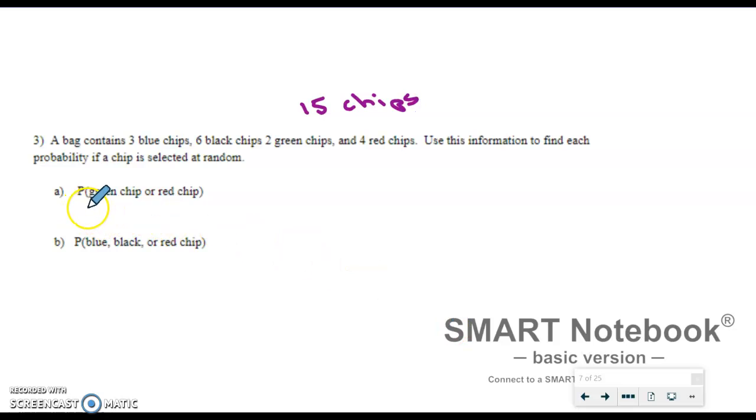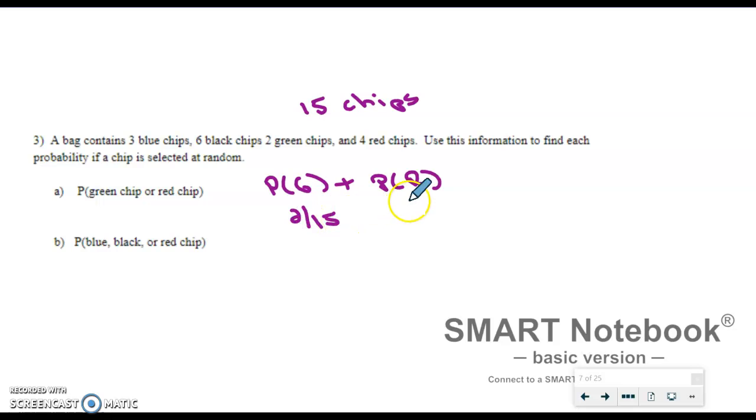All right, so this is asking what's the probability that I have a green chip or a red chip? Now, I don't have any possible way of having a chip that's both red and green. So what we're going to do is take the probability that it's green plus the probability that it's red and add those two outcomes together. What is the probability that it's green? Well, how many green chips do I have in my bag? I have 2 out of 15.